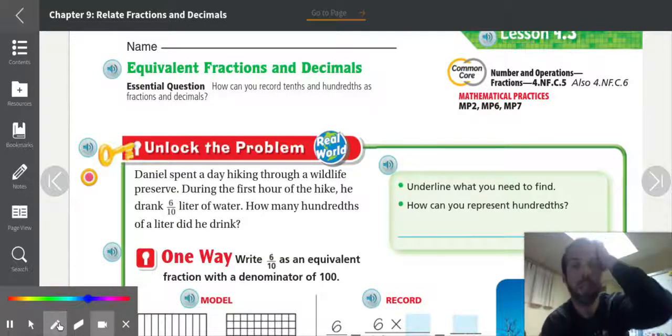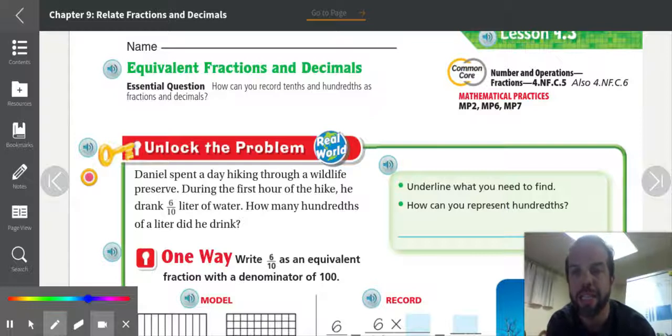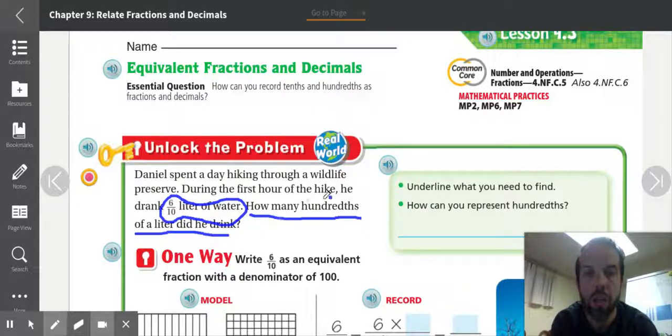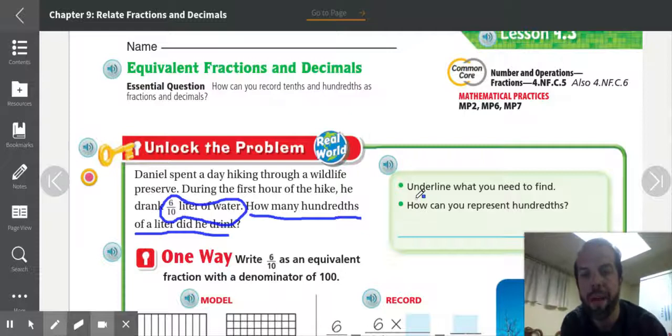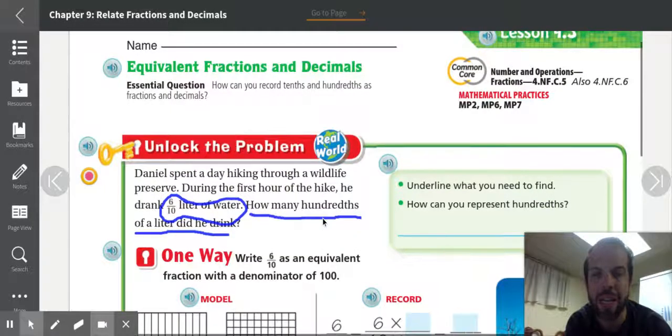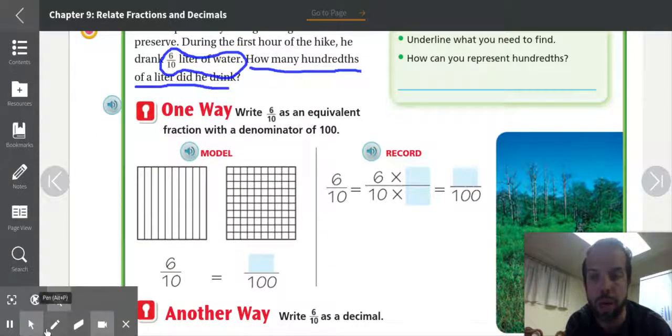All right. So it says Daniel spent a day hiking through a wildlife preserve. During the first hour of the hike, he drank 6/10 liter of water. So let's circle that. All right. How many hundredths of a liter did he drink? Okay. So what we have here is the fraction they're giving us is 6/10. They want us to write 6/10, but they want us to write it as hundredths. So today I'm going to show you how to do that. Of course, we'll start first with our model.